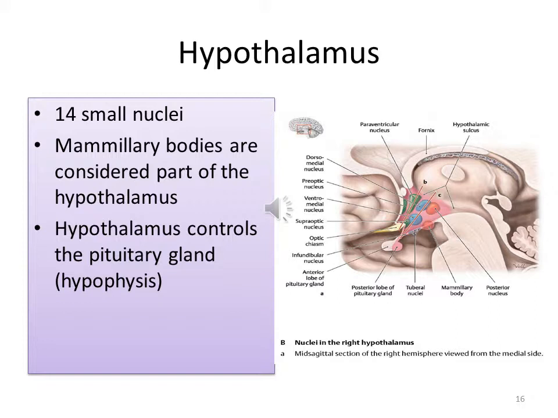The hypothalamus is located inferior and anterior to the thalamus and consists of 4 small nuclei. The mammillary bodies are considered part of the hypothalamus, and we will see these when we go in the lab and look at brains. The hypothalamus controls the pituitary gland, which in turn controls the endocrine system. So this is the connection between the brain and the hormones in the body.